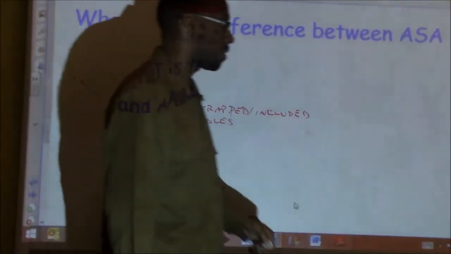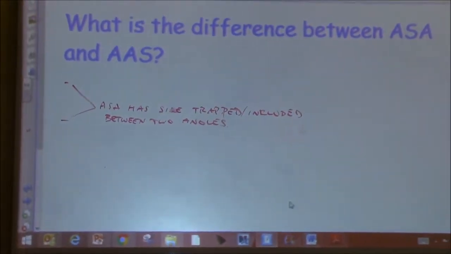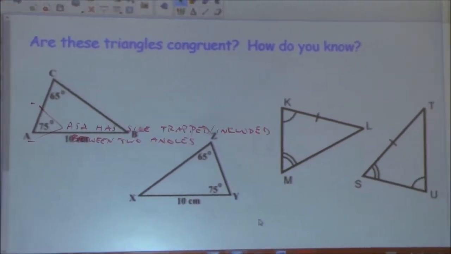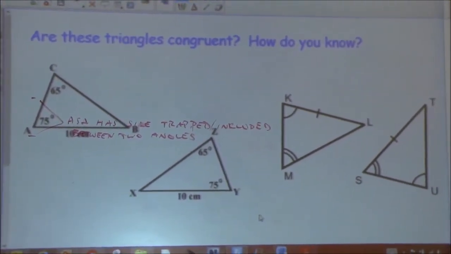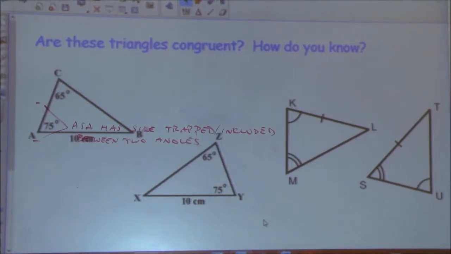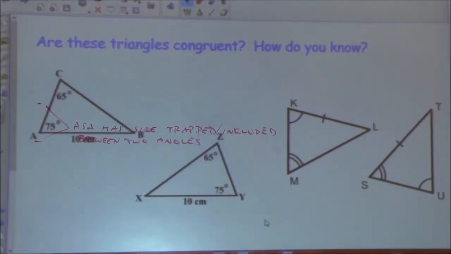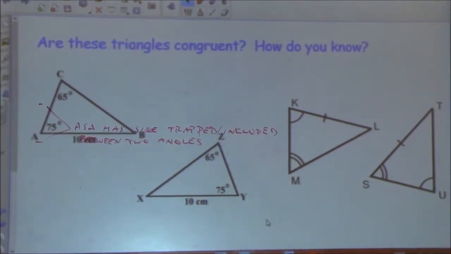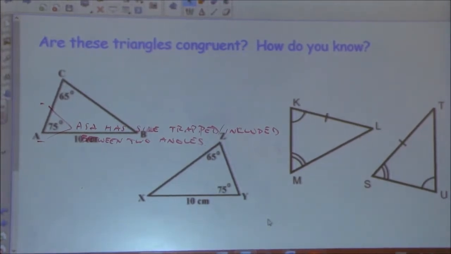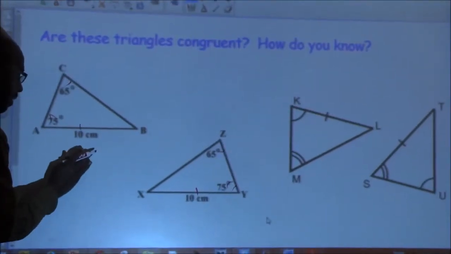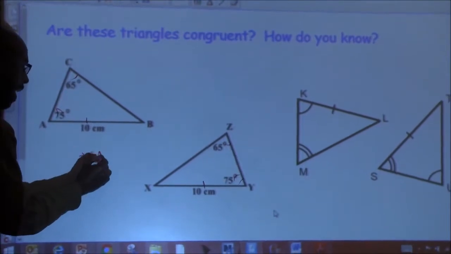All right, let's see what's the next page. Oh, shoot. Here it comes. Well, I guess not. Are these triangles congruent? How do you know? Take a look at that and see what we got. ASA.